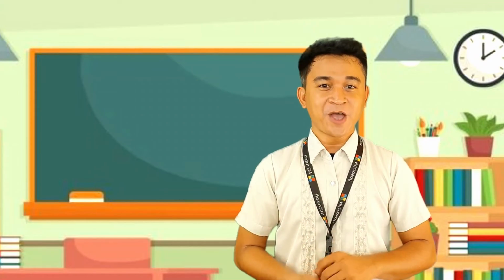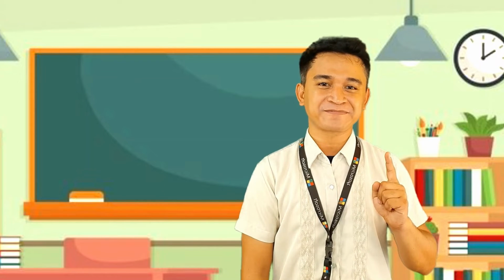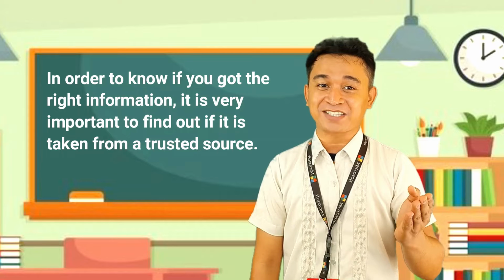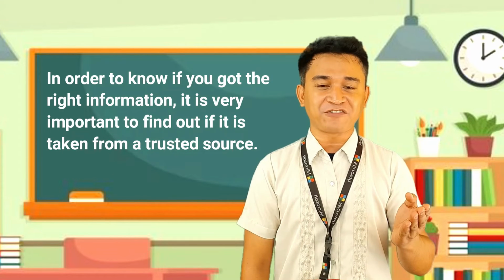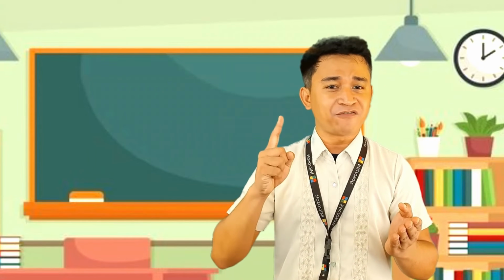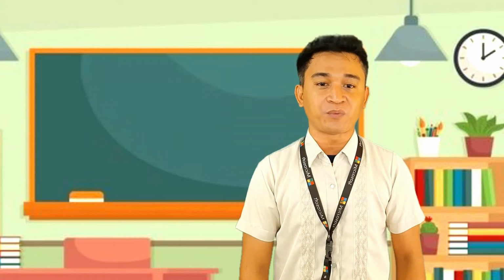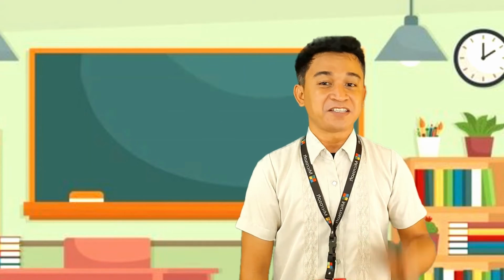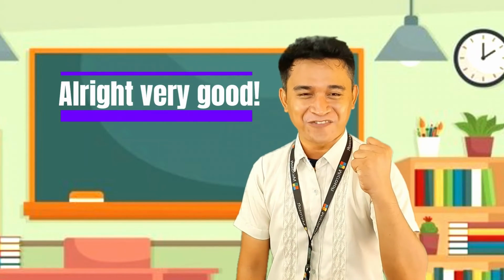How will you know if you have the right information from a certain source? In order to know if you get the right information, you need to find out if it is taken from a trusted source. It is also very important to check first the type of information read or heard before trusting them. Did you get it right, learners? Alright, very good!